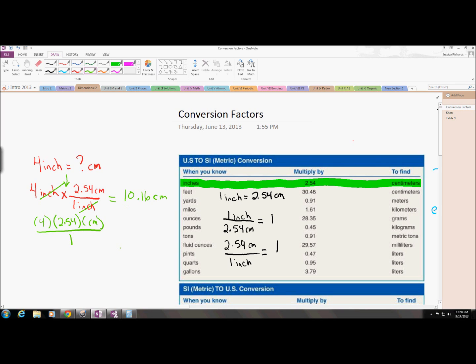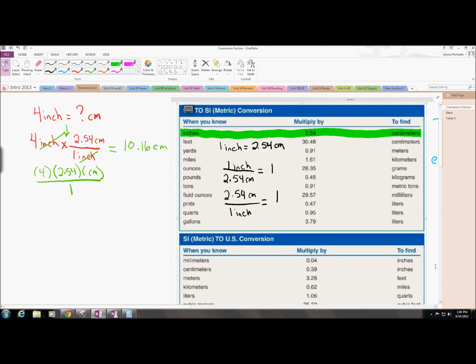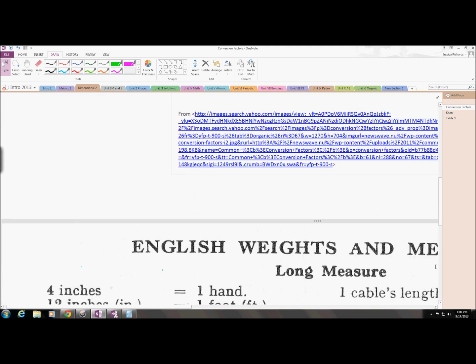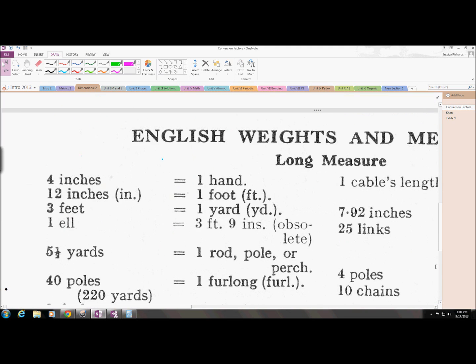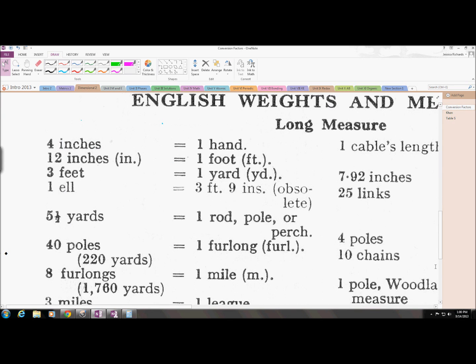That's where we get our 10.16 centimeters. All right, we can do other conversions. So let's scroll down here and look at the English measuring system. We have some really interesting ones here.